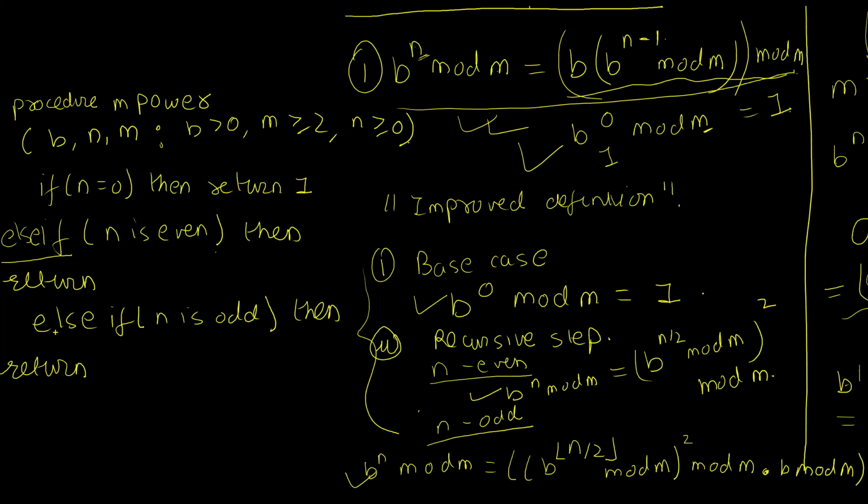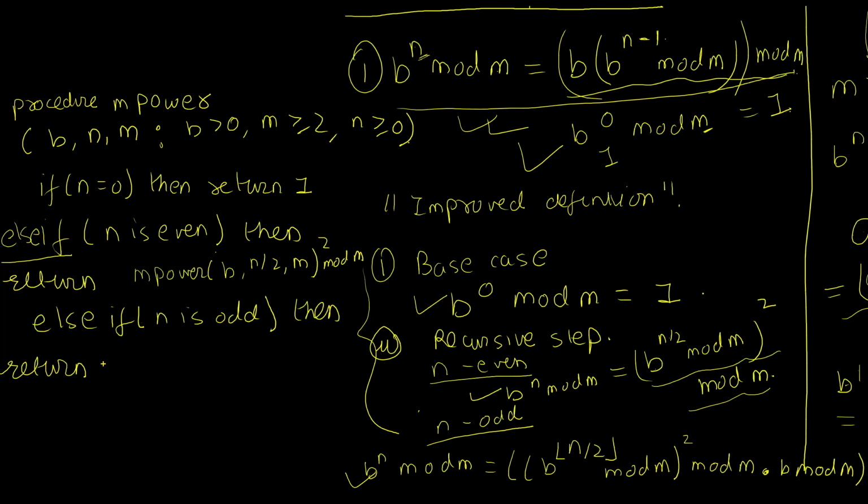So now the task of returning: if n is actually even, this is the expression I want to return, b raised to the power n by 2 mod m, squared, mod m. It is just about being able to formulate this using the same function. This part is my recursion, b power n by 2 mod m. So I'll make the call to the same function, m power, this time with b, n by 2 and m. And now I need to square this value and take mod m. So I'll just square this and say mod m.